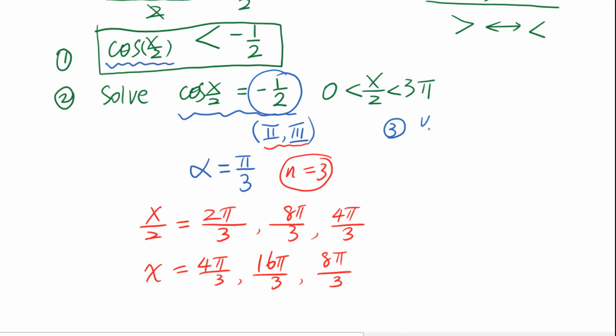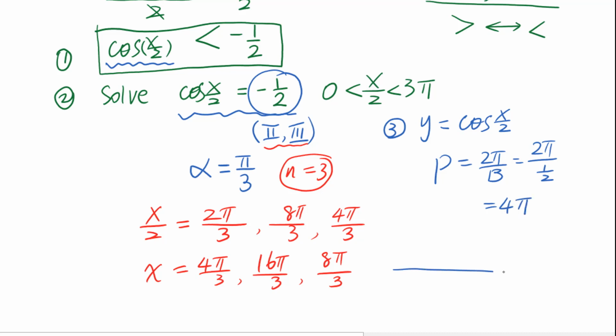Y equals cosine x over 2. We know the period equals 2 pi over b. The coefficient of x is b, that is 1 over 2. So we have 2 pi over 1 over 2 equals 4 pi. So we sketch the graph. This is 4 pi. So half, half, half.